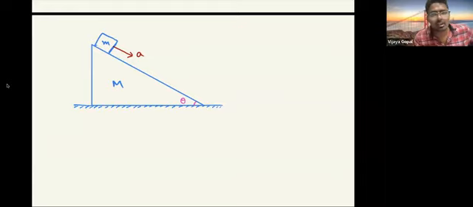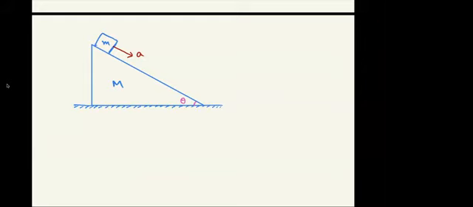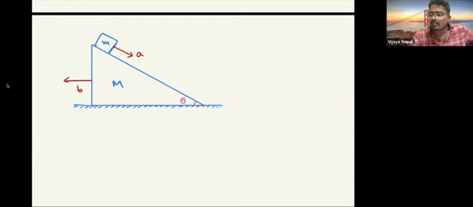Now, is the wedge constrained or not? Wedge can move in what direction? Horizontal. Only left side. B. Now, see, if I want the acceleration of this block with respect to ground, what should I add? I should add the acceleration due to the wedge or not? That means the acceleration of the block will be a resultant of these two accelerations. Is it clear?